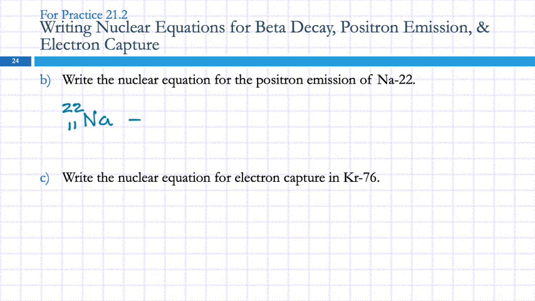Positron emission. We've got an arrow. And so what's getting spit out? 0, plus 1, e. It's the anti-electron. And then we balance the numbers. So 22 here, that one's 0, so this must also be 22. This is 11, and so over here this is 10, and that's neon. Any questions?